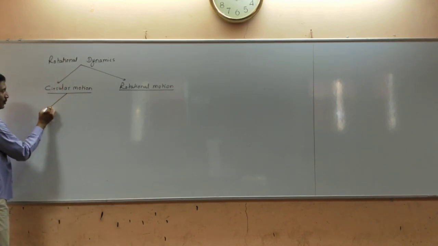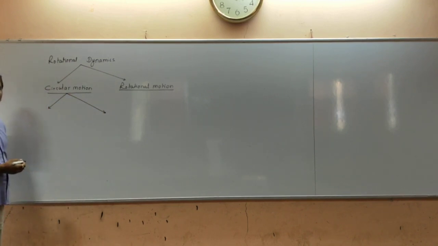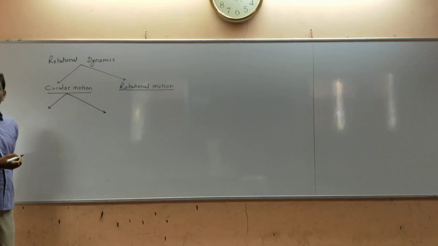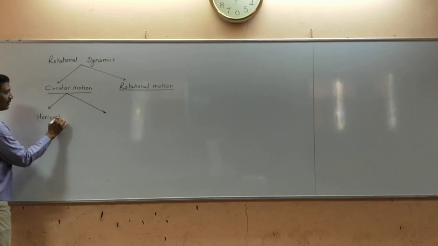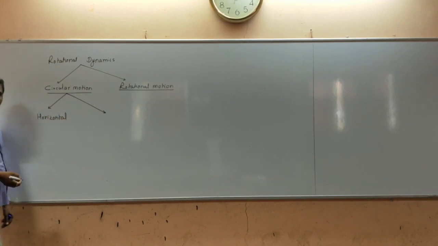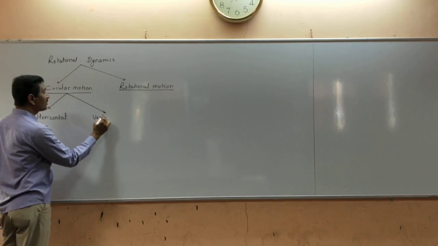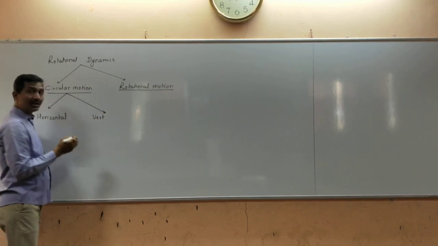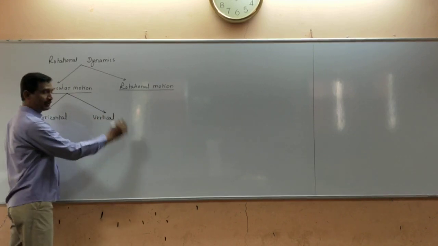Basically there are two types of circular motion. When a particle performs a circular motion in a horizontal plane, such a circular motion is called the horizontal circular motion. And when a particle moves along the circumference of a circle in a vertical plane, it is called the vertical circular motion.